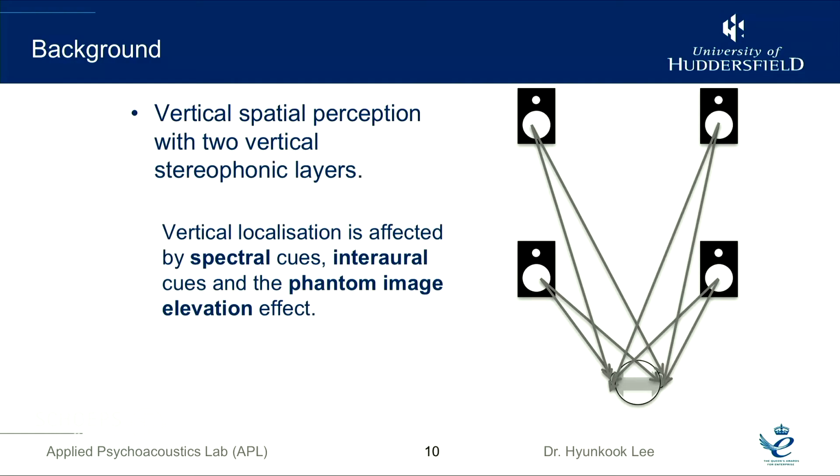The situation becomes more complex when we have double stereophonic layers, main layer and height layer. The cues at the ear become more complex because there are multiple signals arriving from multiple directions. And in this case, it's not just about spectral cues and interaural cues, but we have something we call a phantom image elevation effect. We don't really recognize the effect a lot in normal 60 degree horizontal stereo.